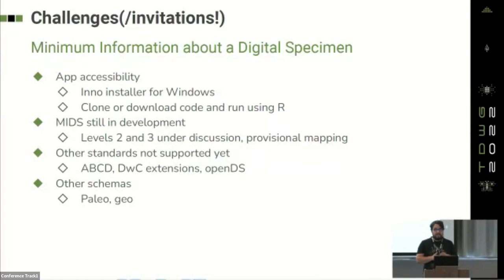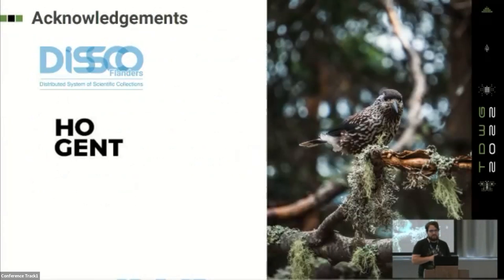And we will also probably need in the end some different schemas for different fields and different types of specimens. In particular, in the MIDS discussions we've had, we found that for paleontology and geology, we won't be able to use the same mappings as we do for biological specimens. And that is most of what I wanted to say, and I'll answer any questions that you might have.